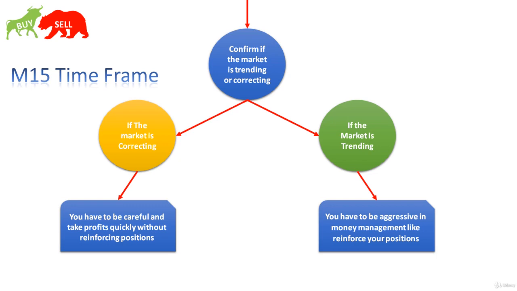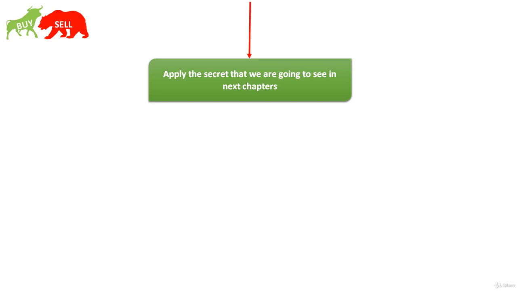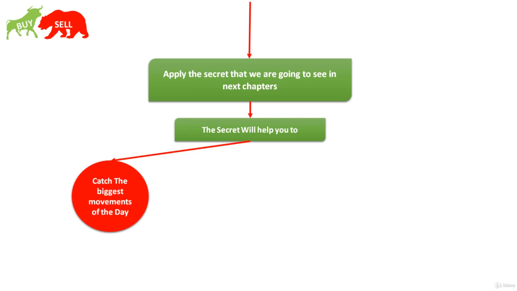So let's see the next step. The next step is applying the secret that we are going to see in the next chapters. The secret will help you to catch the biggest movements of the day. Because on a daily basis there are some currency pairs that progress very well, and others that progress in the same direction as the first ones, but it's not a large movement. So with this secret, I will teach you how to catch the biggest movements of the day.